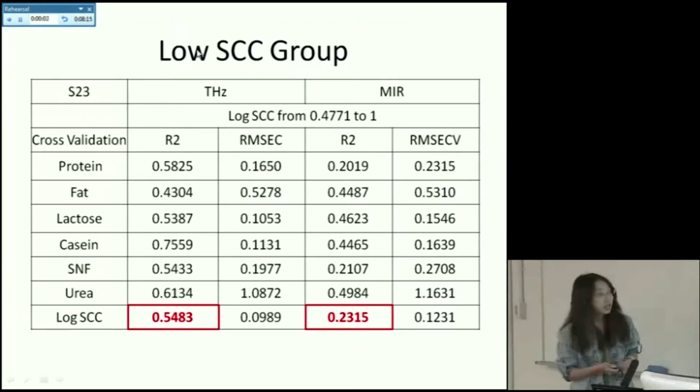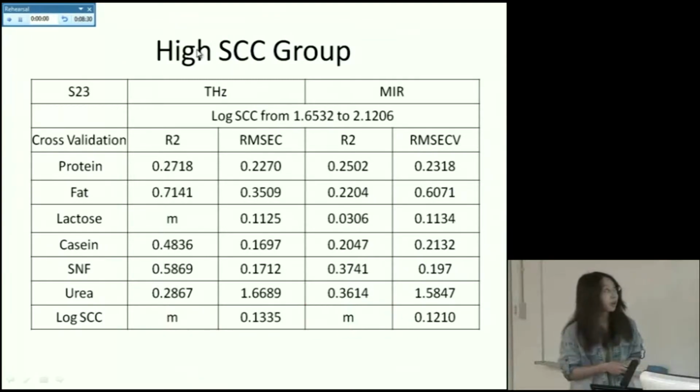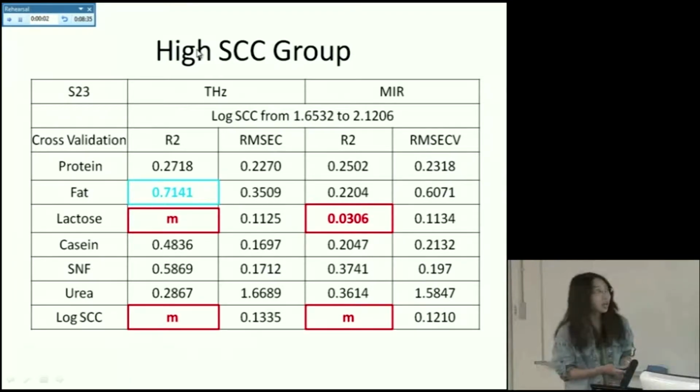And we can see, except for the log ICC, the cross-validation correlation coefficients from the terahertz and mid-infrared devices are similar in this case, in the low ICC group. But in the high ICC group, we can say the fat cross-validation R square has a significant improvement, but meanwhile all the other composition results get worse.